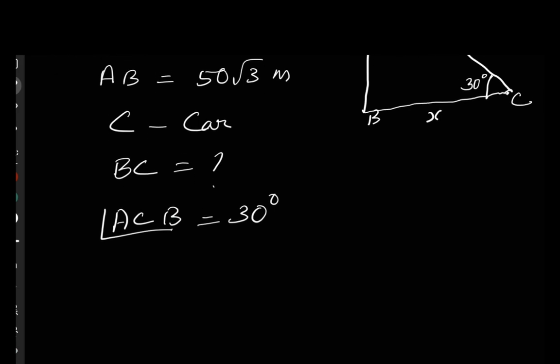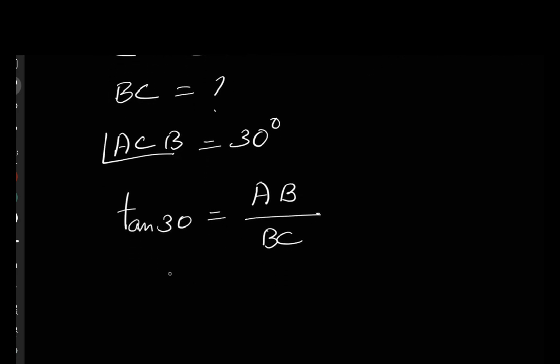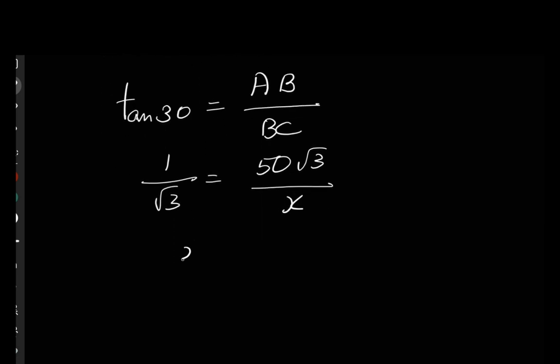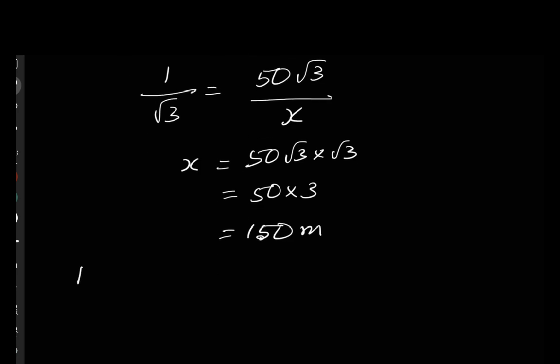What is X? So apply tan. Tan 30 is equal to opposite side AB by adjacent side BC. Opposite by adjacent. Tan 30 is 1/√3. AB is the given height of the rock, 50√3, by X. So cross multiply. 1 into X is X, equals 50√3 into √3. So 50 into 3, 150 meter.